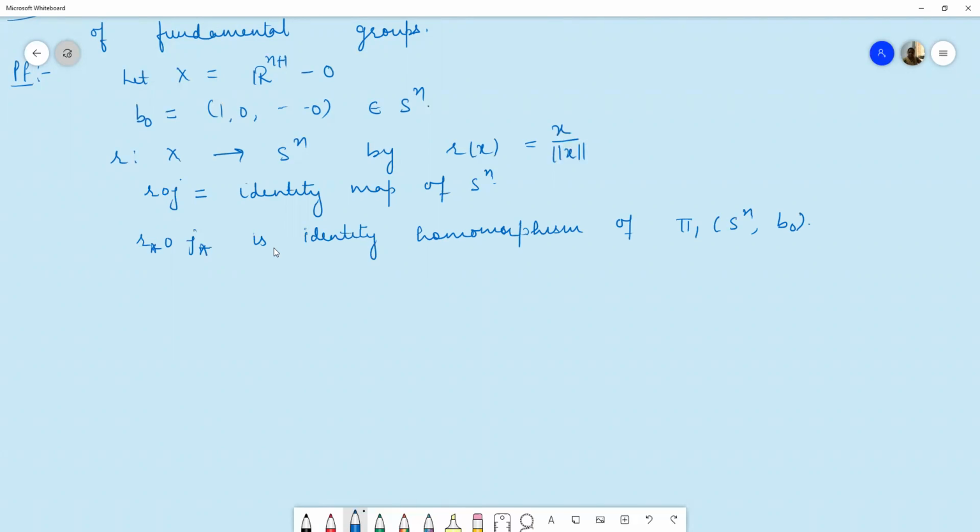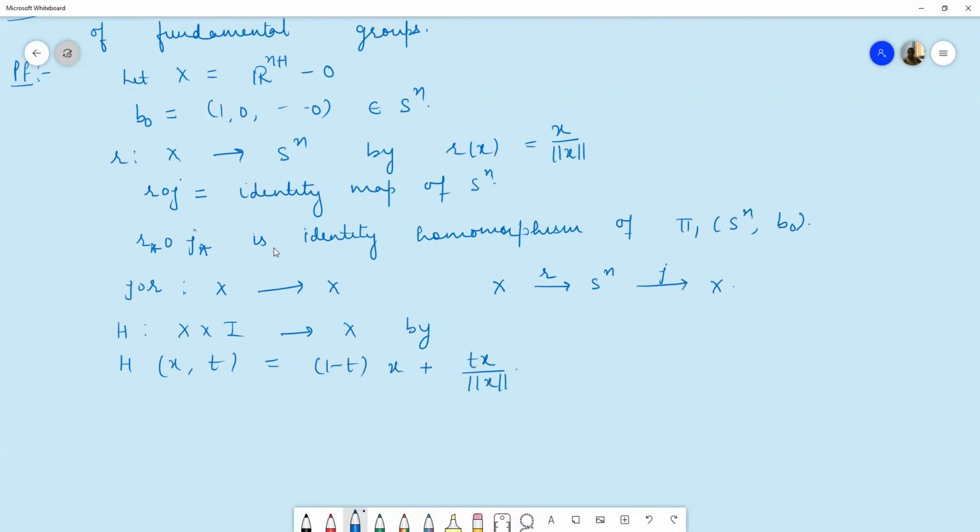Now we take the composition map J circle R. Now J circle R is a mapping which is not the identity map of X. Basically, this is a mapping of X to X, and x goes to Sn, firstly under the mapping R, and then under mapping J, it again goes to X. So this is not the identity map of X, but it is homotopic to the identity map. Let us see how. We define a mapping capital H from X cross I to X by H(x, t) equals (1 minus t) into x plus t x upon norm x. So this map will work as a homotopy between J circle R and the identity map of X.